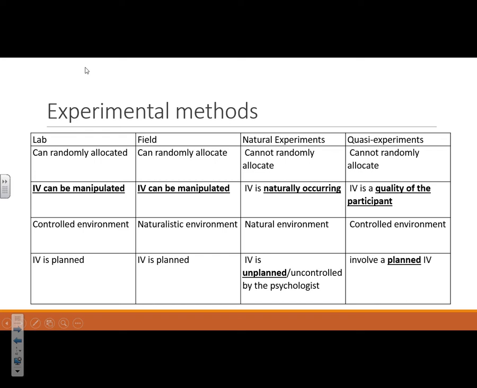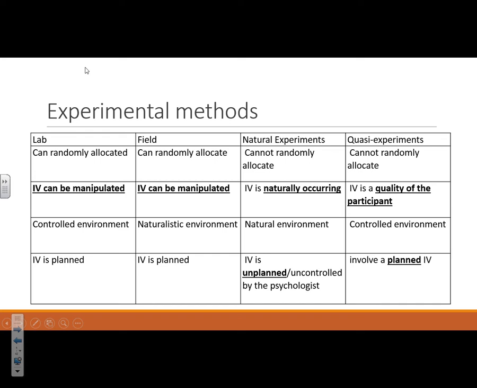And then we have quasi experiments. So just like a natural and different to a lab and a field, we cannot randomly allocate, and the IV is a quality of the participant. So if we had 100 people and we wanted to look at the difference between men and women's maths ability, you can't randomly allocate, you can't pull names out of a hat, right? You're going to be a man, you're going to be a woman. That is something, a quality that you have brought in with you.